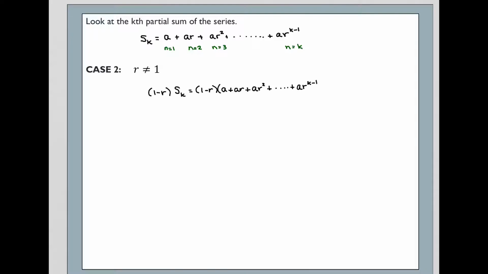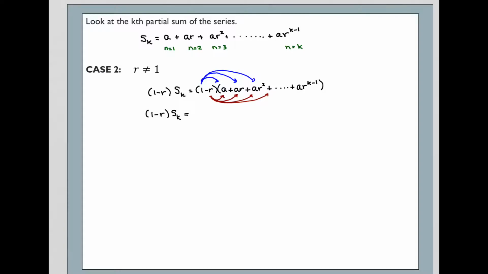But let's take 1 minus r and multiply it times our kth partial sum. Now, we know how to FOIL, so let's FOIL out that right side, or distribute if you like. We're going to use our distributive property, right? So follow with me. We're going to take 1 times a, and then 1 times ar, and then 1, right? And then we're also going to expand by using the distributive property and multiplying the negative all the way through. And so what will we get? Let's expand this. So we have 1 minus r times s sub k equals, let's expand this out.